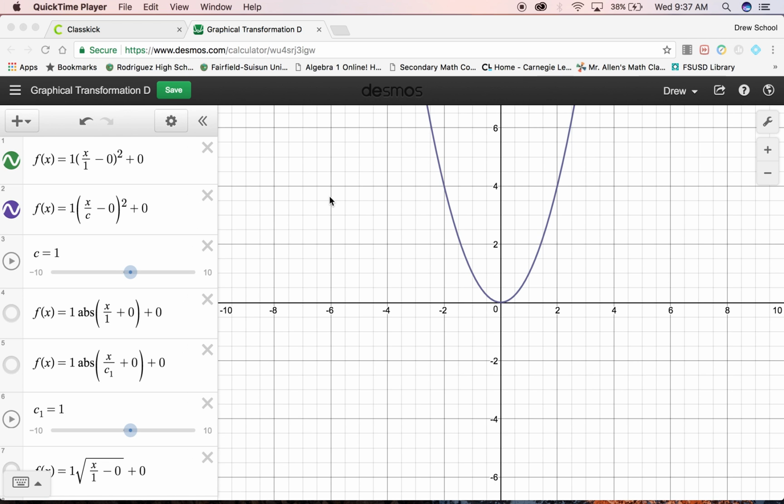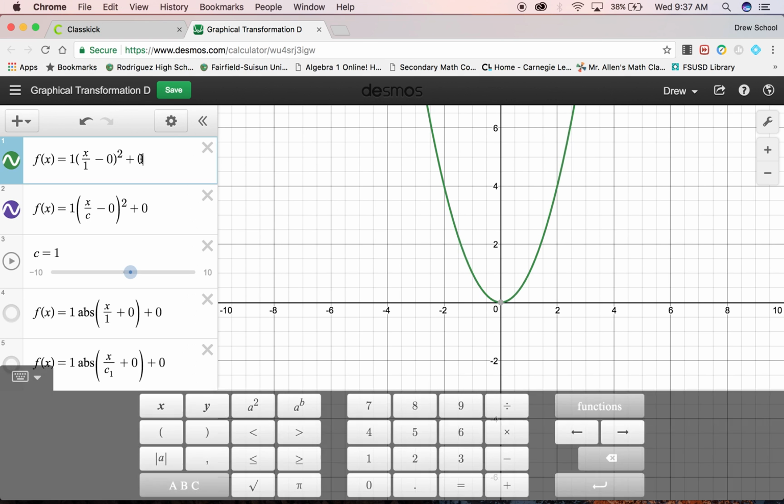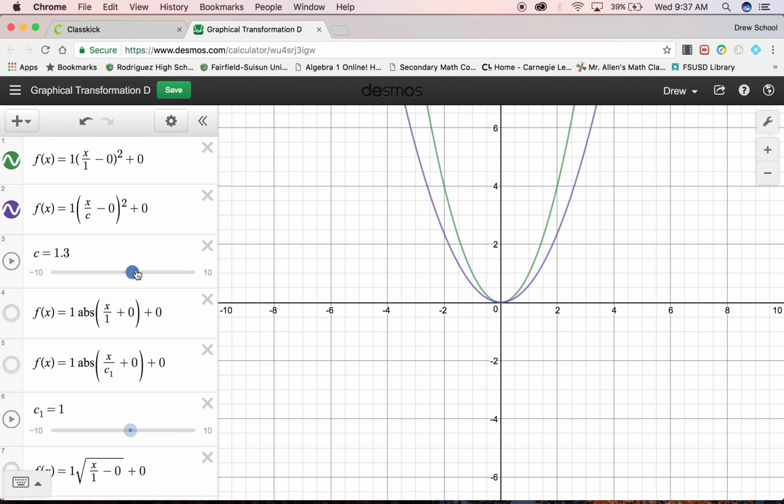All right, so this time again, we have our regular starting function, f of x equals x squared. And this time, you notice how we have the c. It's divided by x. When c is greater than 1, we have what's called a horizontal stretch. So it's stretching out horizontally. When it's in between 1 and 0, we have what's called a horizontal shrink, because it's shrinking horizontally.